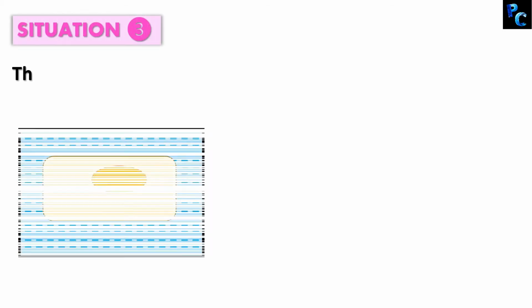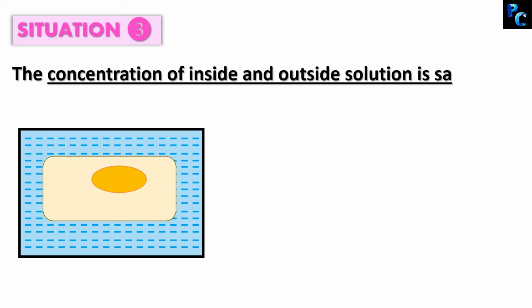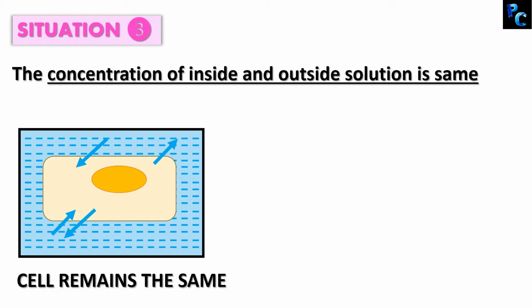Now let's talk about the third situation, when the outside solution and the inside solution have the same concentration. Then water will enter and exit at the same rate from both sides. So the cell will remain as it is. The solution is called isotonic solution. Iso means equal and there is no net movement of water.